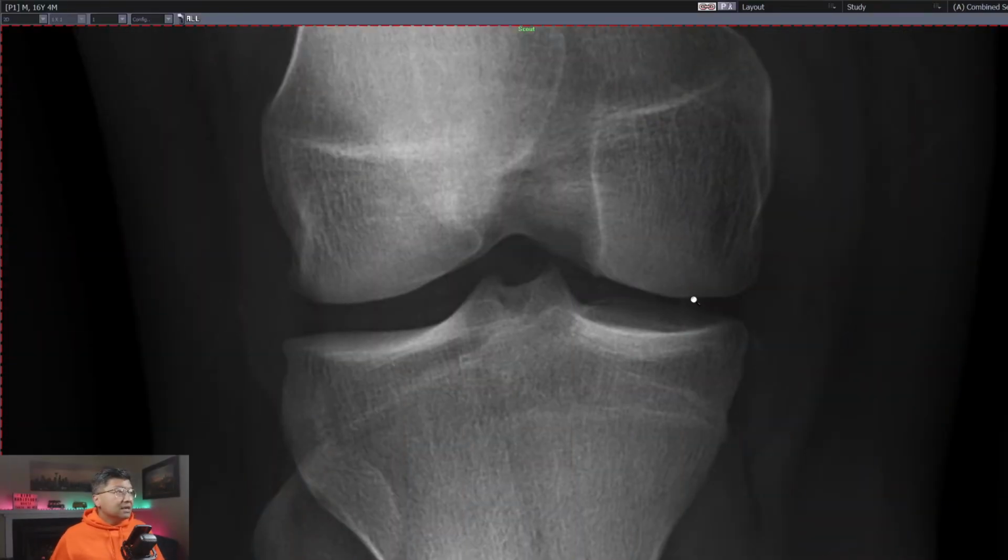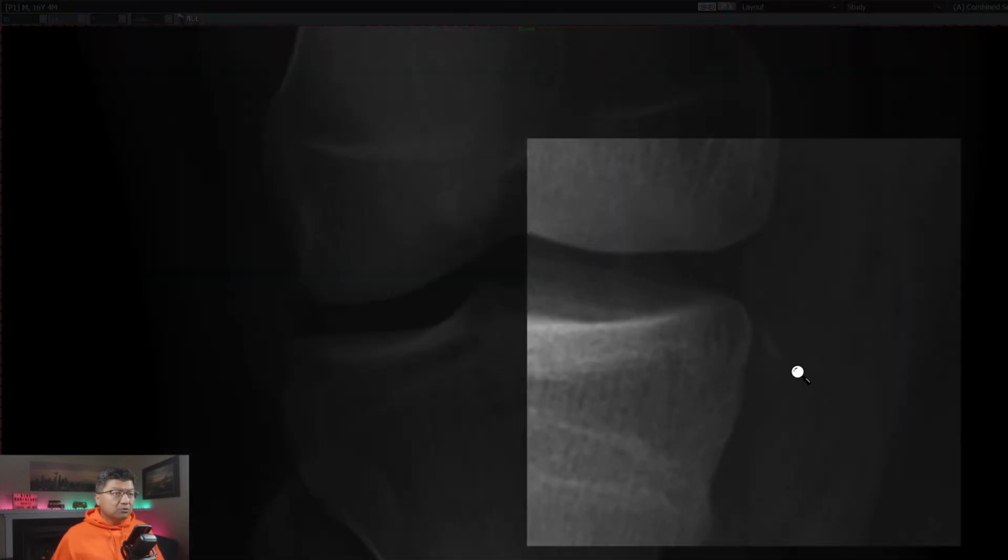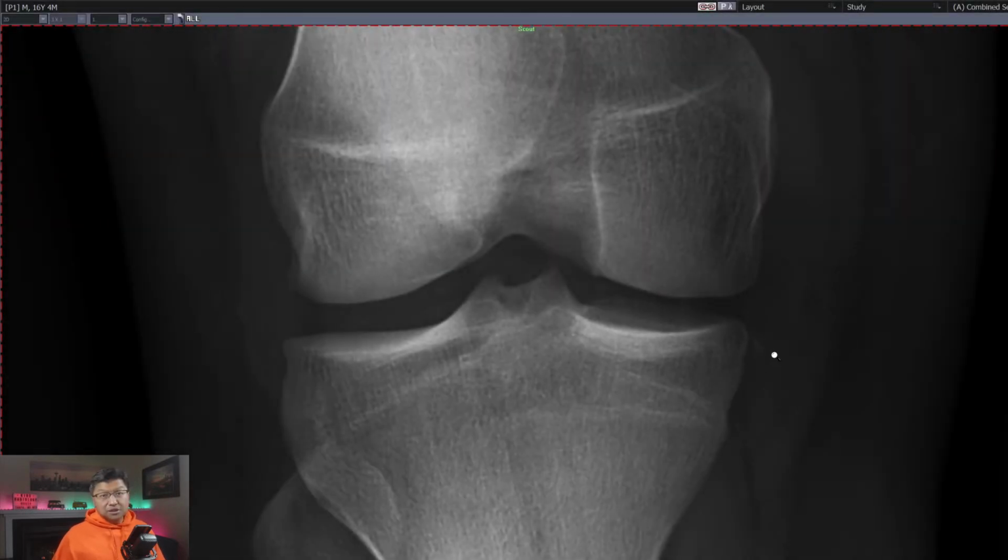This is a 16-year-old male who came in with a knee injury in a football match. And we can see that there is this bone fragment here, a chip of bone adjacent to the medial proximal tibial surface, the so-called reverse Segond sign. Now, the Segond sign is a similar chip of bone on the lateral side, but when you see it on the medial side, it's called a reverse Segond sign.